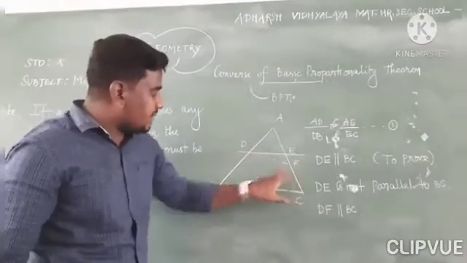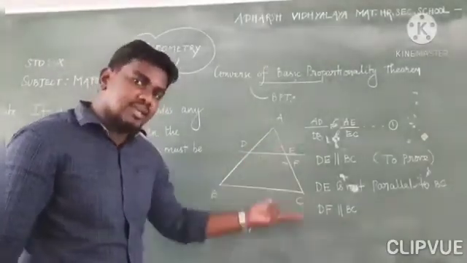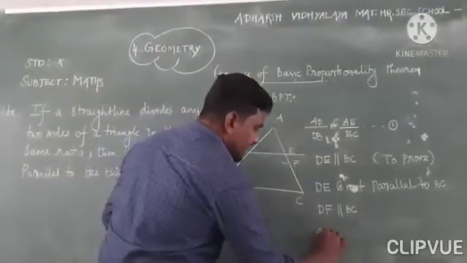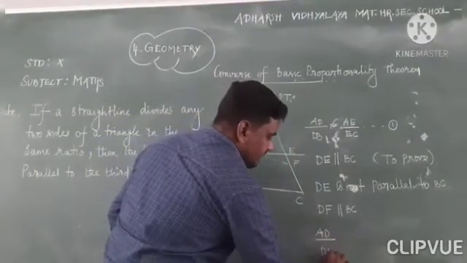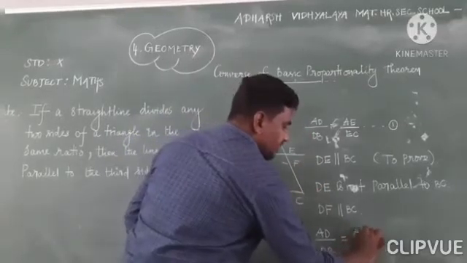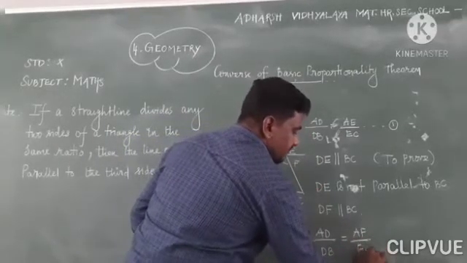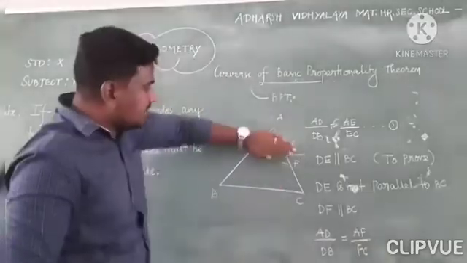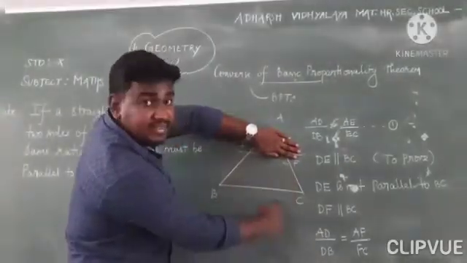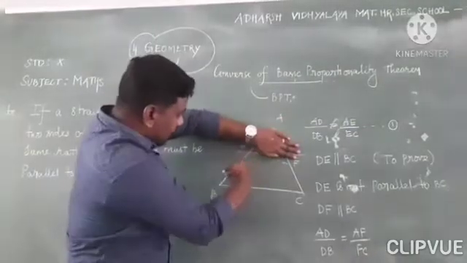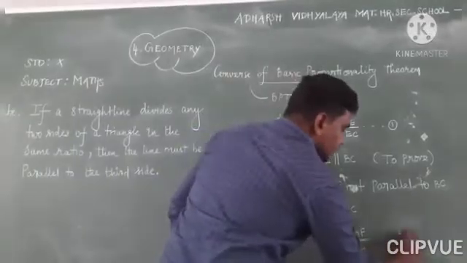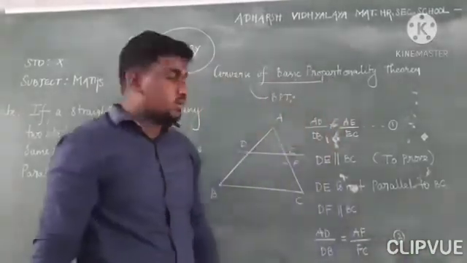If DF is parallel to BC, then using the basic proportionality theorem, it can be written as AD by DB equal to AF by FC. I hope you understand. Since this straight line DF is parallel to BC, therefore AD by DB equal to AF by FC. Consider this equation number 2.